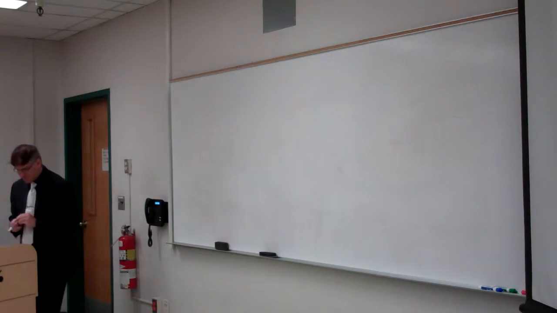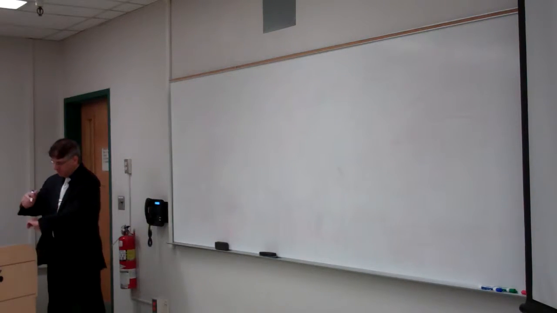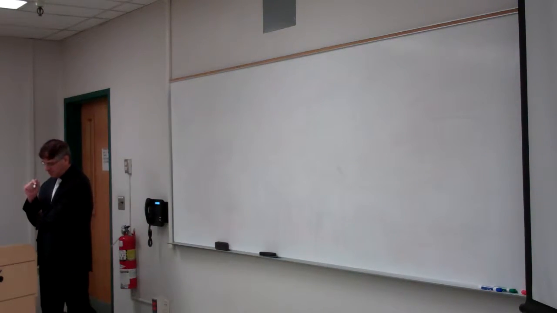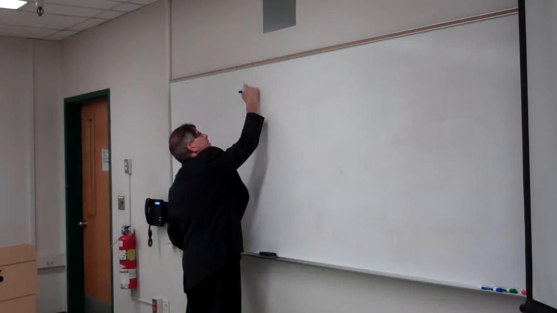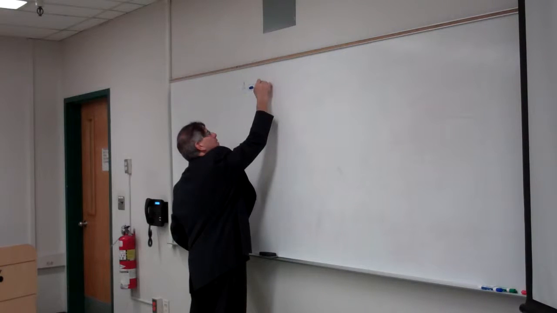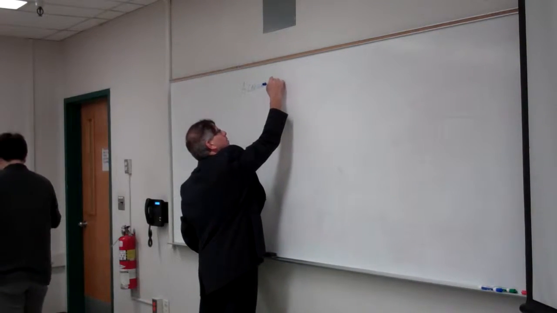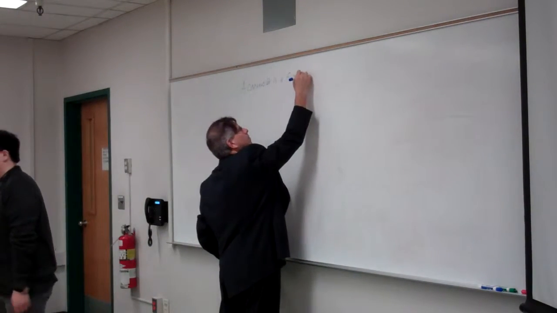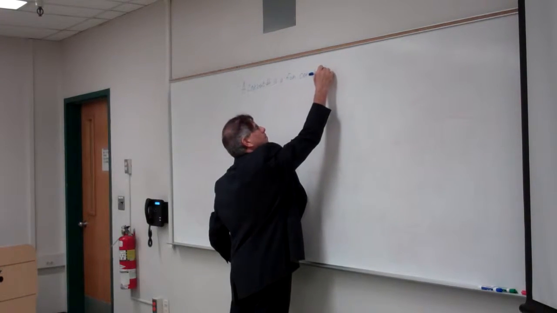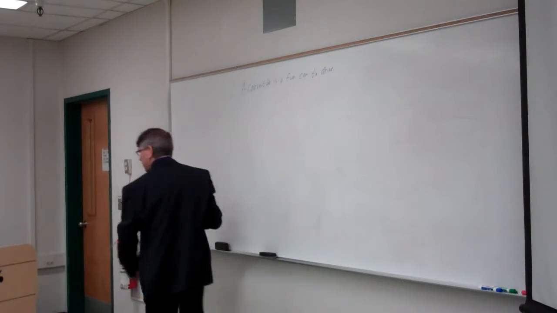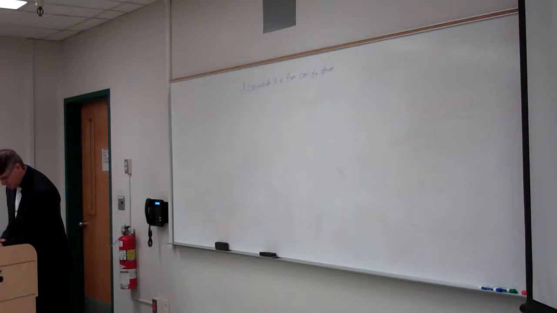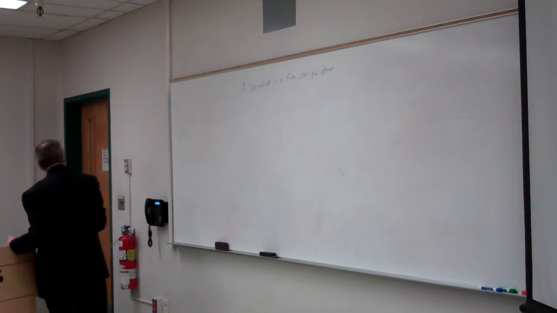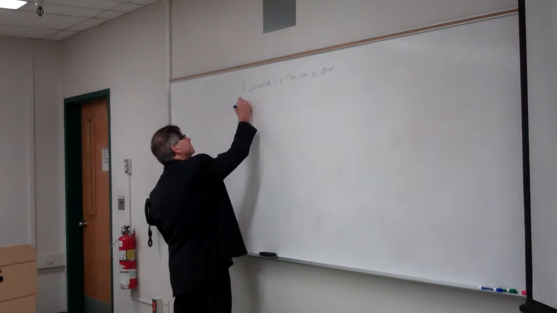So question four. We did A yesterday, right? So let's look at B. A convertible is a fun car to drive. John's car is not a convertible, therefore John's car is not fun to drive.